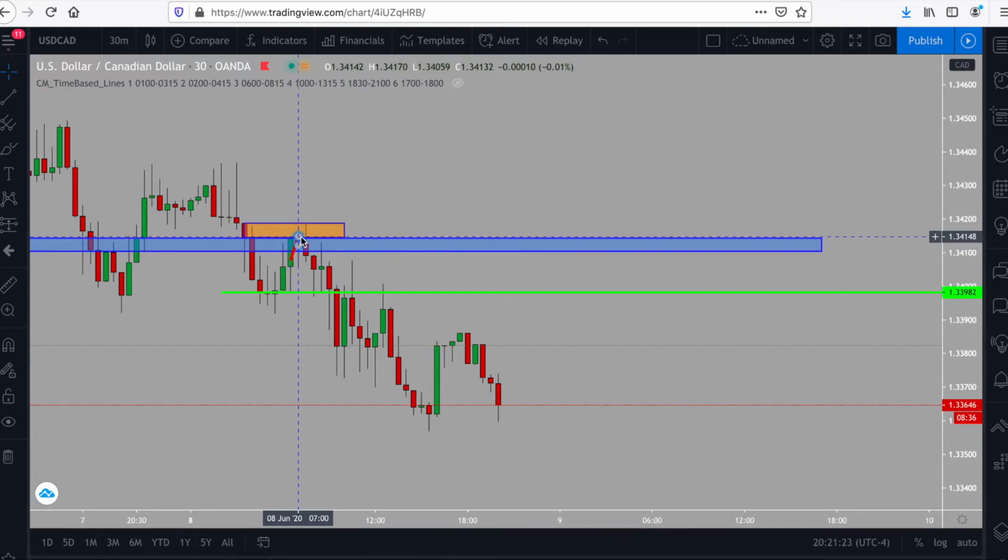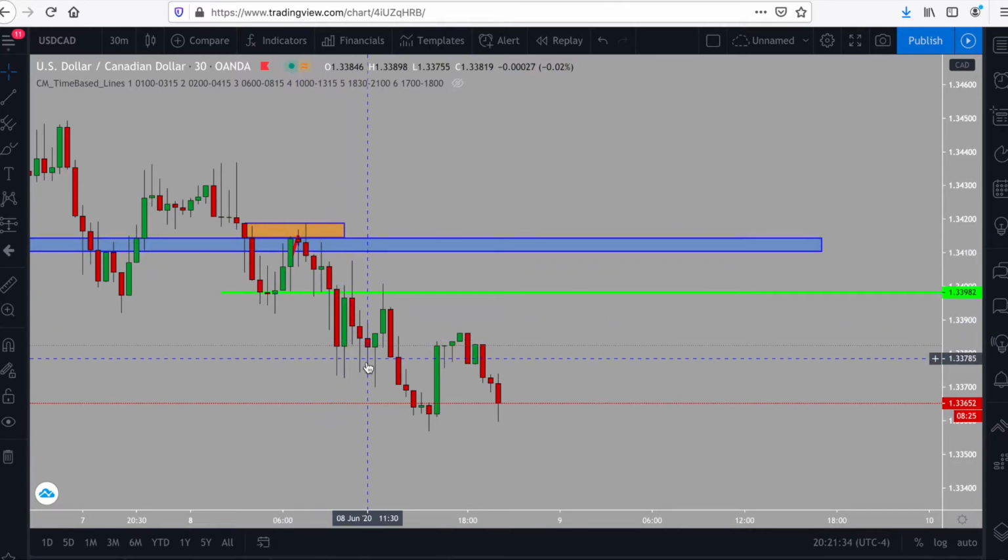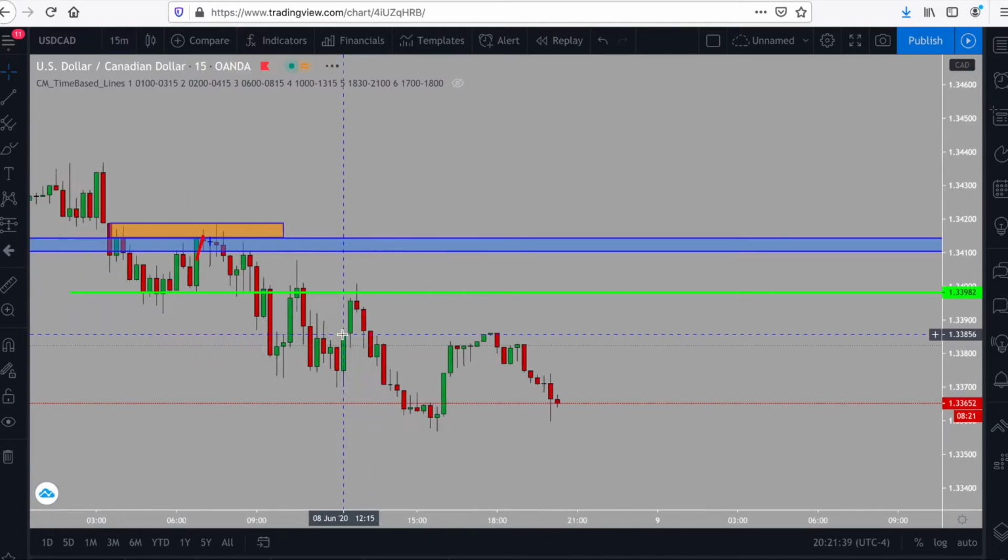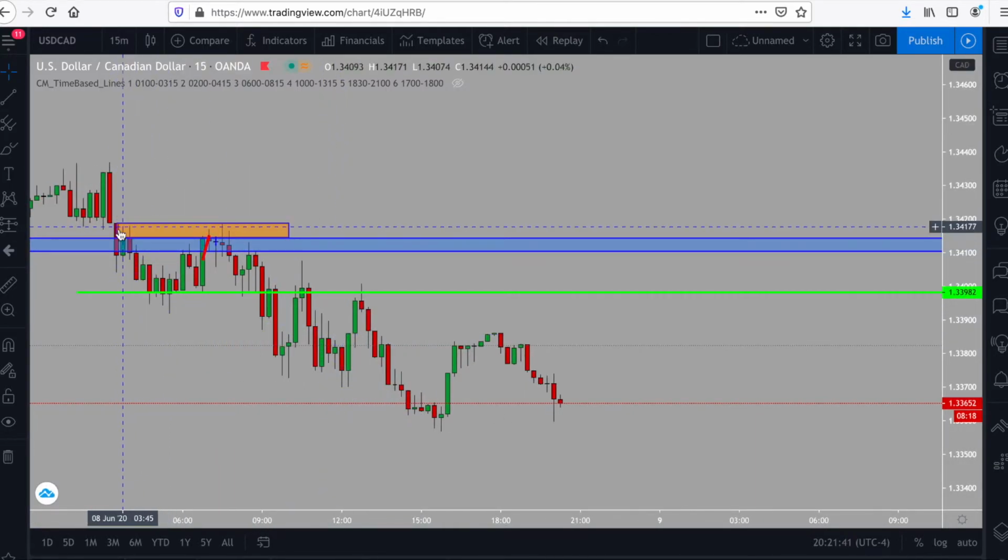I seen price create this 30-minute resistance area. Sorry. And then price came back on this candle and retested that area and then fell. I entered based off of 15 minutes. So I already seen a 15-minute that was formed right here.